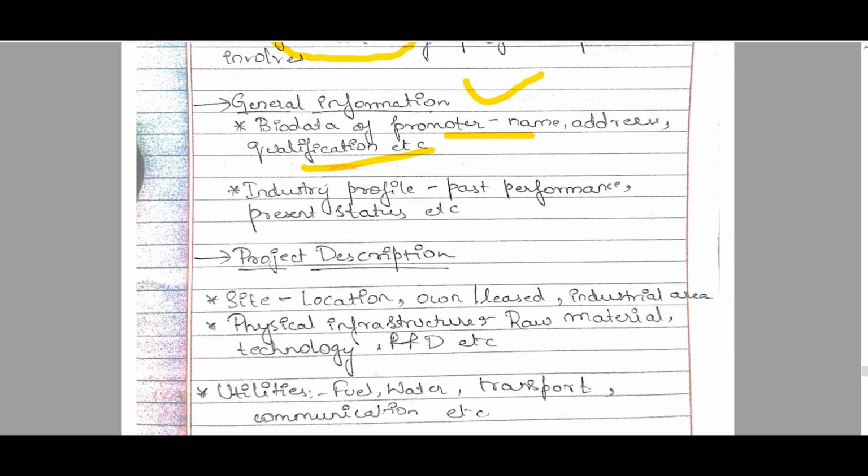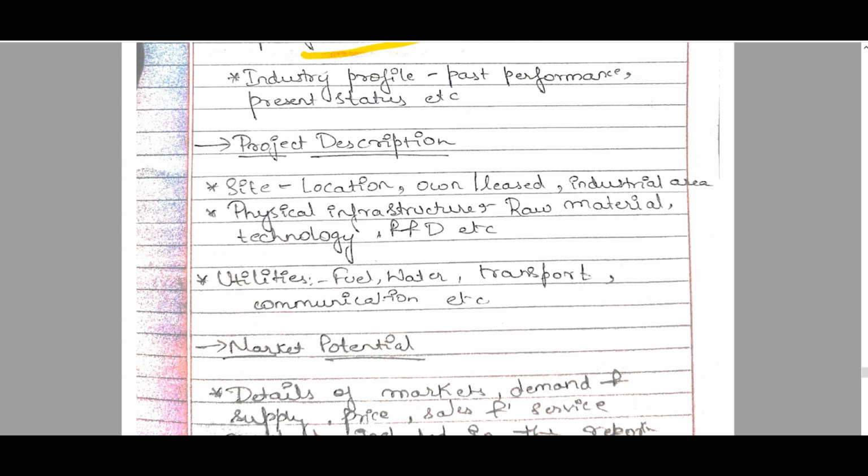Industry profile, like past performance, present status, etc. of the industry. Suppose you want to open a car company: the previous performance and the present status, how cars were sold in this industry previously and how cars are being sold currently, the market. Project description, like the site, the location of the plant, whether the land is owned or leased, whether it is an industrial area or not, etc.